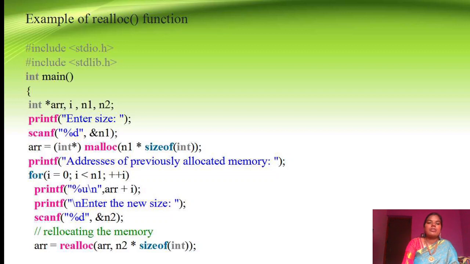For that I use a for loop. For i = 0, i < n1, i++, printf("%u", arr+i). Then printf enter the new size. Then scanf("%d", &n2). Here we will reallocate the memory blocks. For that I use the realloc function. arr = realloc(arr, n2*sizeof(int)).